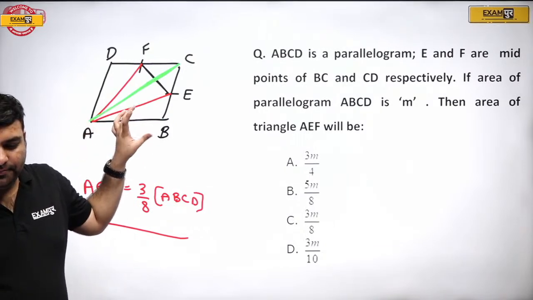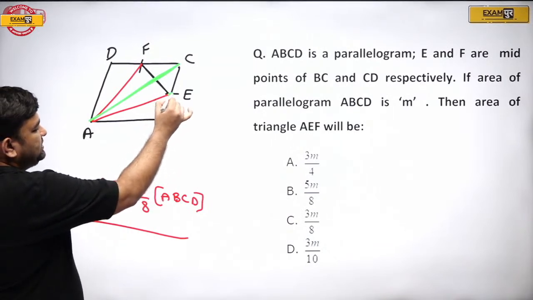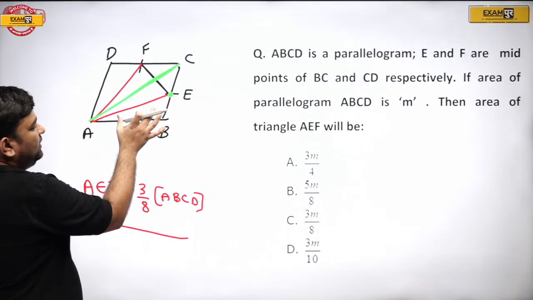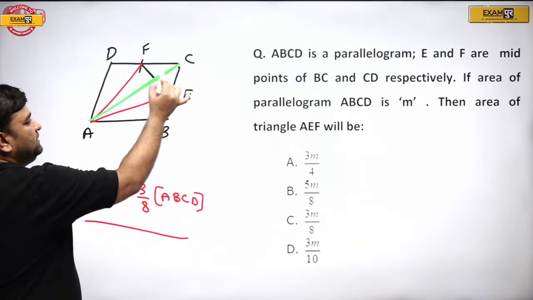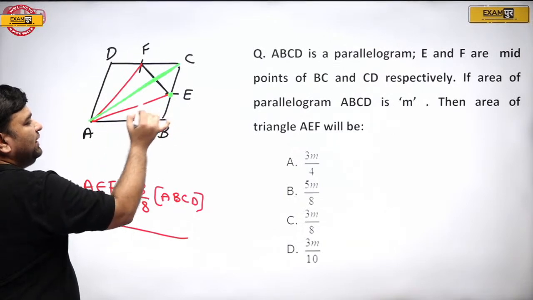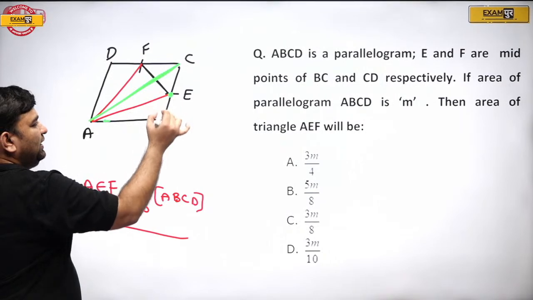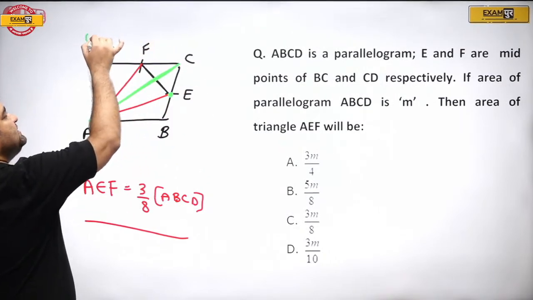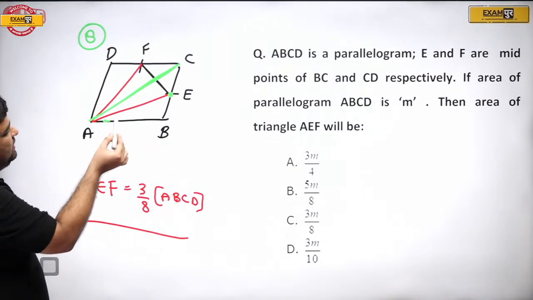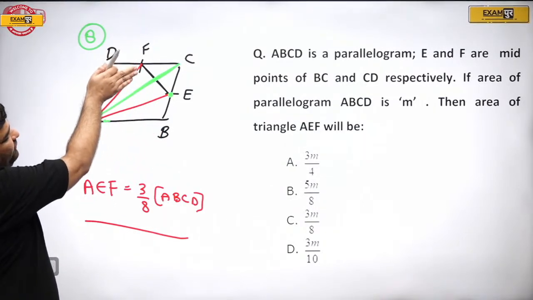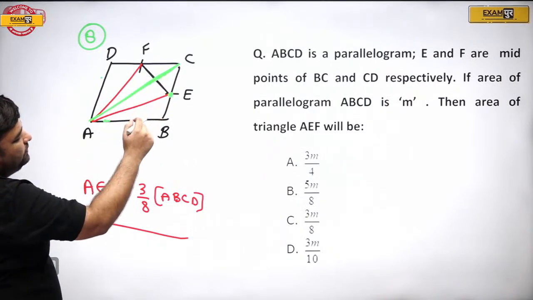This is the half line. This is the midpoint. Can I say these two will have equal area? This portion and this portion have equal area. Assume the area of parallelogram as 8. So this is 4, this is 4. And among 4, this is 2, this is 2.